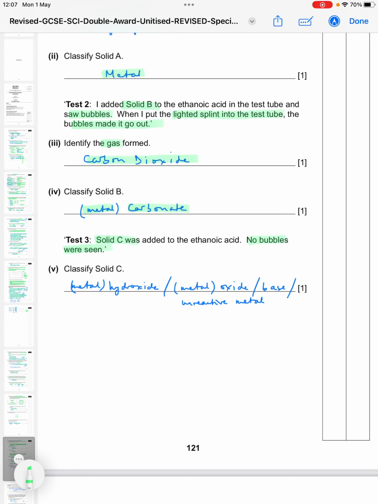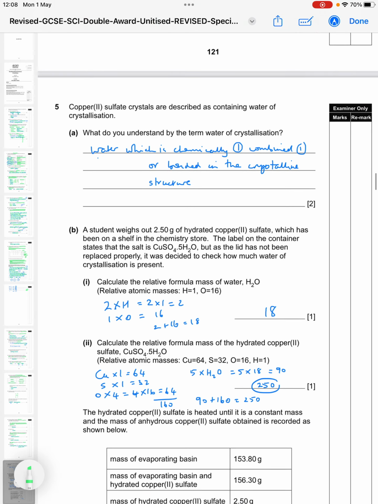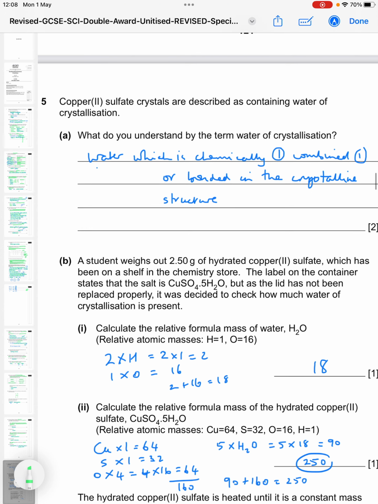And solid C was added to ethanoic acid, no bubbles were seen. So classify solid C. Well, it could be a hydroxide, it could be a metal oxide, it could be a base, or it could be an unreactive metal. So you have plenty of choice there. So it's really asking, do you know something which can react with an acid which will not produce bubbles?